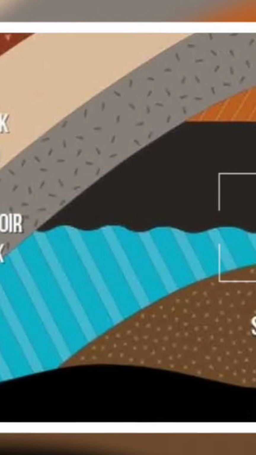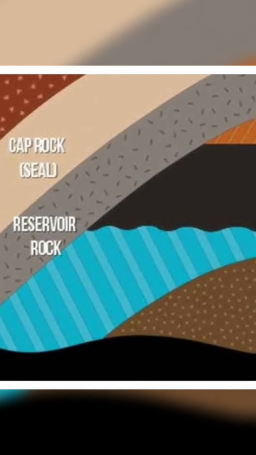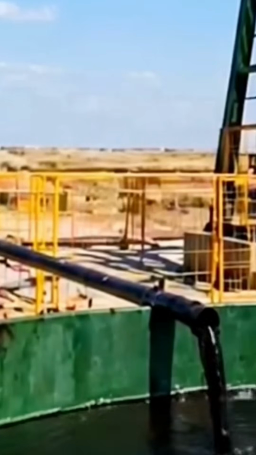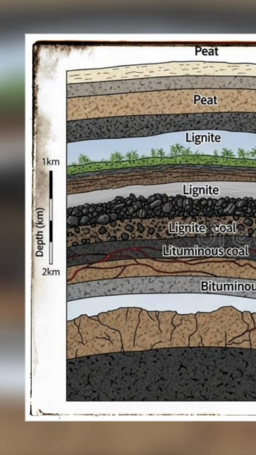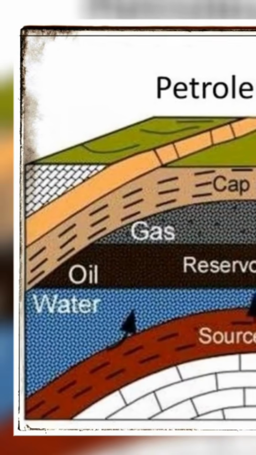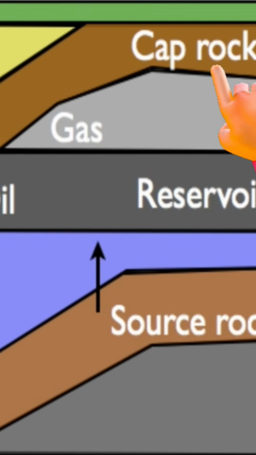A few more things besides this make this oil lie in large reservoirs and be easily extractable. The entire system where mineral oil or gas is stored after it is formed underground is called the petroleum system. The two most important parts of this system are the source rock and the cap rock.